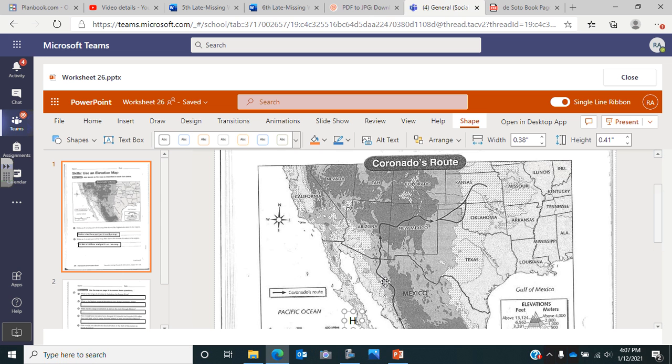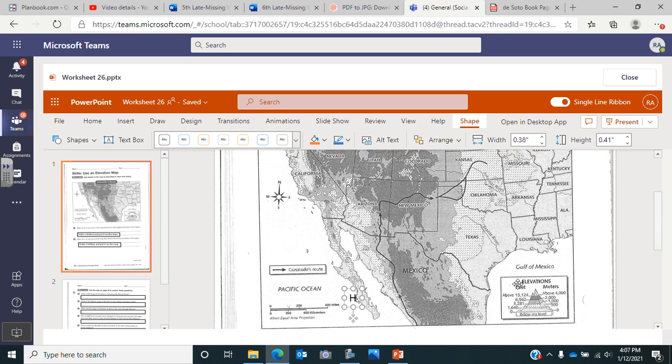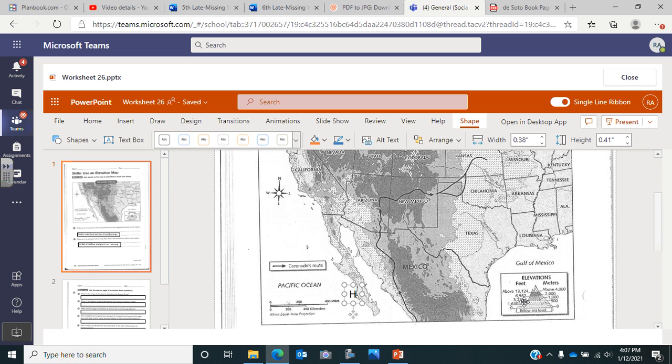And then I'm going to look on my map using my map key and figure out what is the highest elevation on the map. So if I look here, I can see that the little diamond shapes means it's above 13,124 feet. So I'm going to look here, and oh, I can see that shading, that type of shading with the diamonds is right there. So I'm going to take this H, I'm going to put it right on top of that. So that's what you're going to go ahead and do.